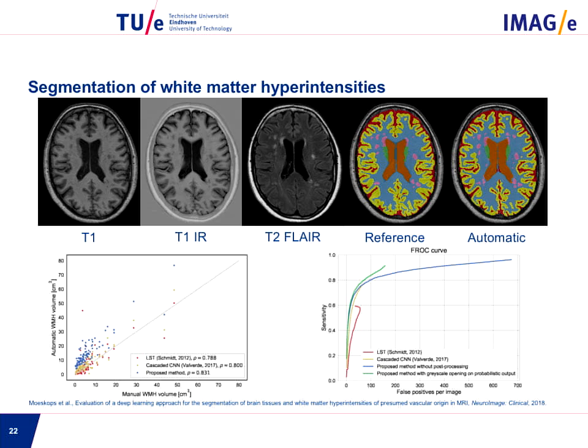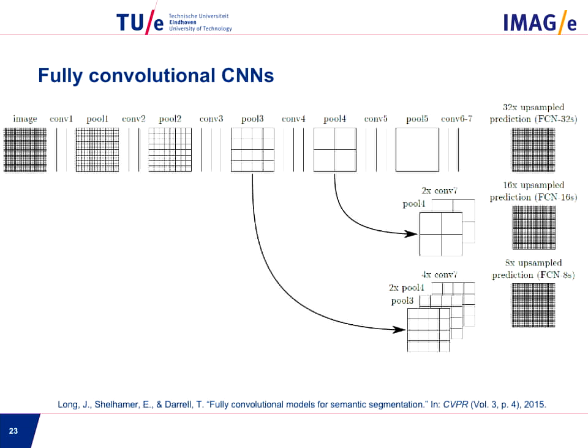Okay, so this is one way of applying deep learning methods to image segmentation and includes this multi-scale information. But of course, there are many more approaches. One is what is commonly referred to as fully convolutional CNNs.